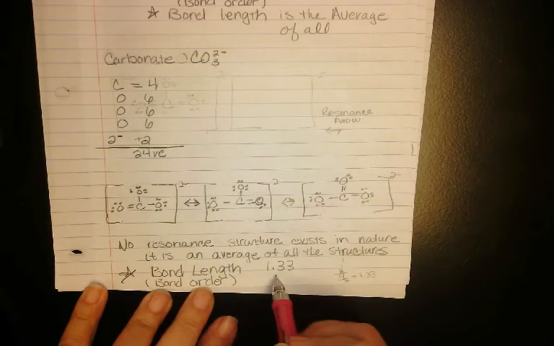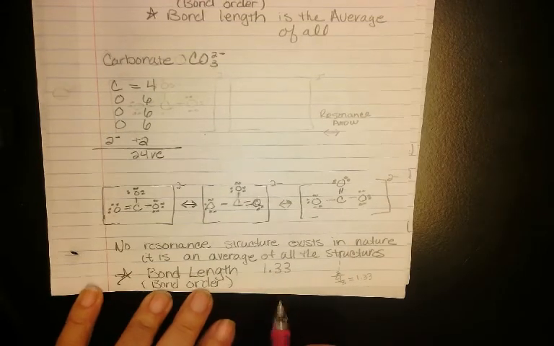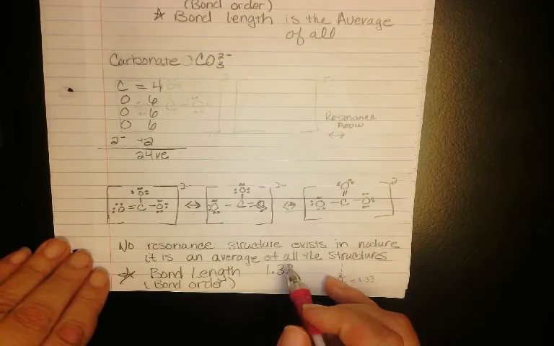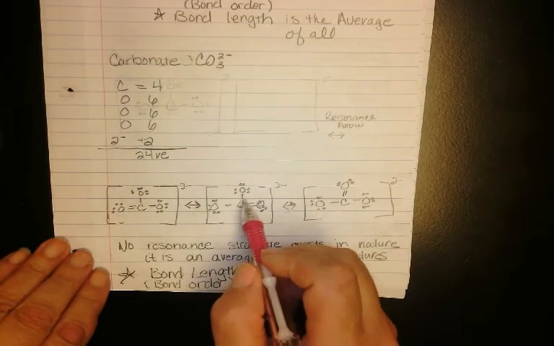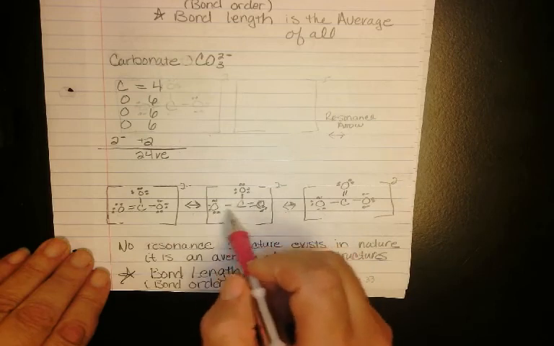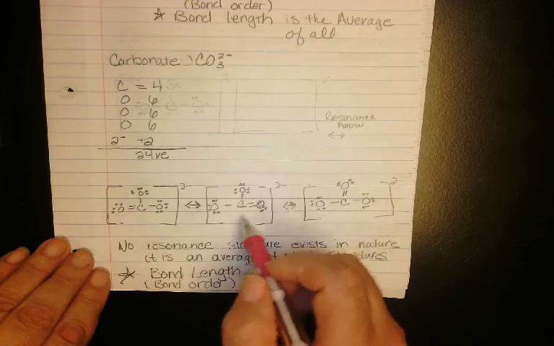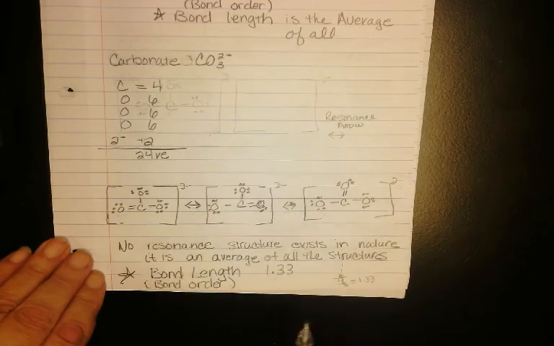There's a 1.3 bond length between everything, and that is also called a bond order. A bond order of 1.33 means I have about 1 1/3 bonds. So the electrons are actually kind of spinning around here, and they're all sharing and they're all bonding, and it's really just an average of all that.